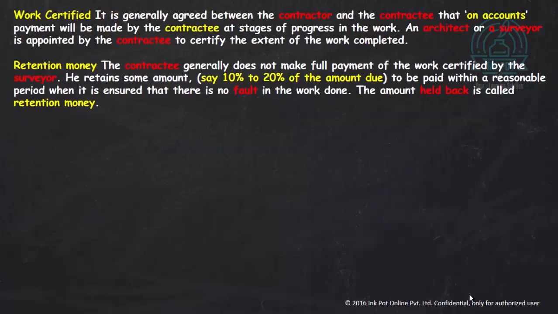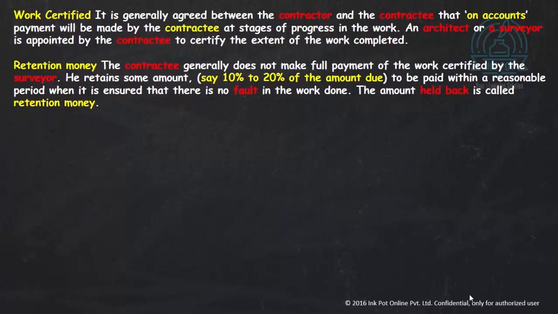Now next is work certified. Work certified means the work certified by the architect of the contractee. When a contractor completes a certain percentage of work, he shows that work to the contractee. Now the architect of the contractee certifies the part of that work completed, and the work certified by the architect is known as work certified.